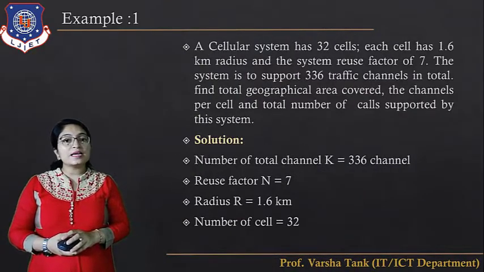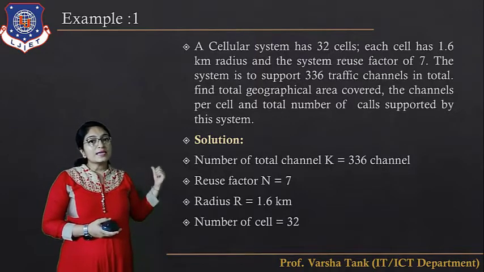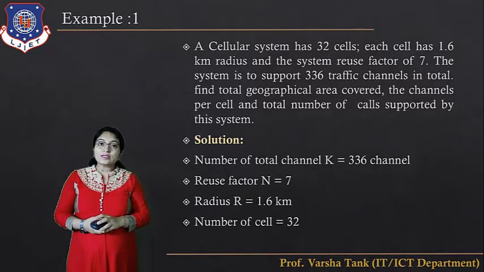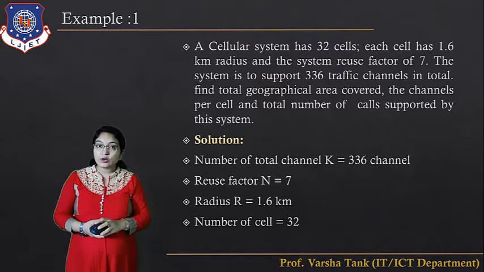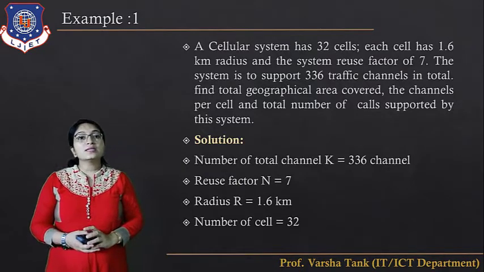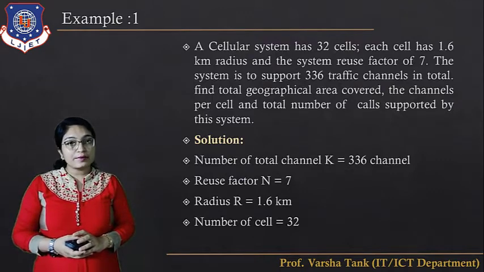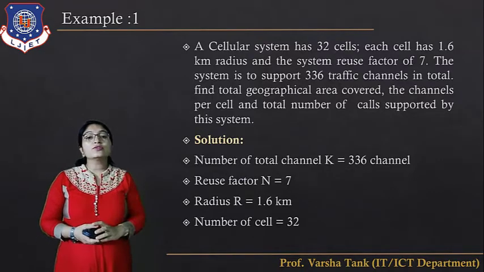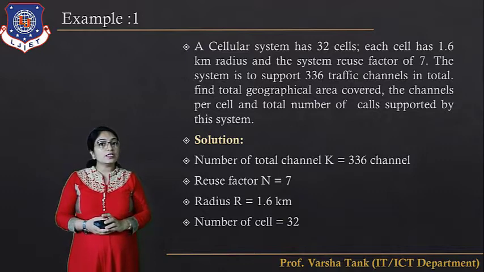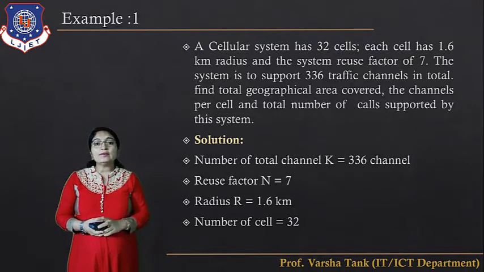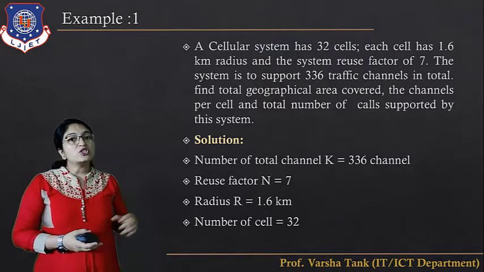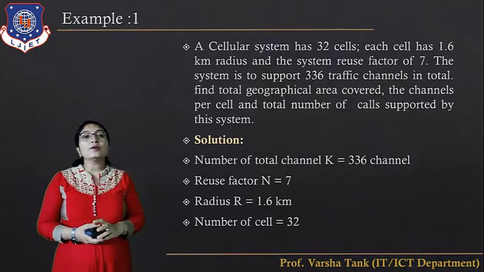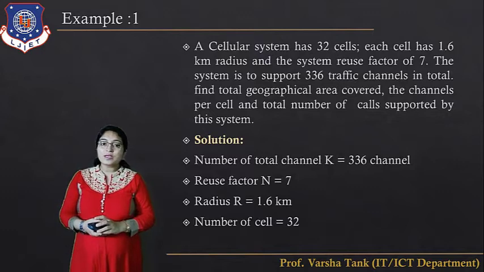So let's start with example 1. A cellular system has 32 cells. Each cell has a 1.6 kilometer radius and the system reuse factor is 7. The system supports 336 traffic channels in total. We have to find the total geographical area that is covered, the channels per cell, and the total number of calls that is supported by the system.